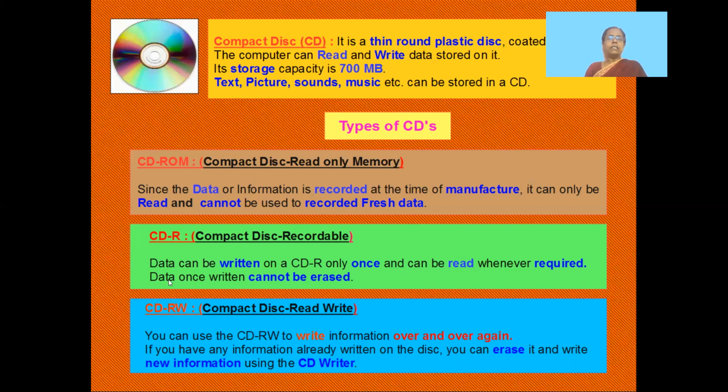But data, once it's written, cannot be erased. Neither can you make a new picture on it. So once the thing is done, you can see it as long as the CD is okay, without scratches coming on it, that many times. Did you understand the difference between ROM and recordable?